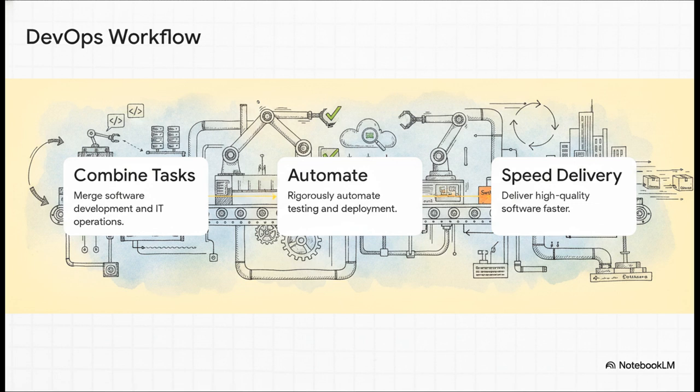First, we combine our software tasks. Then, we rigorously automate testing and deployment, and this allows us to drastically speed up the delivery of really high-quality software. Instead of these manual handoffs that cause frustrating delays, DevOps creates a continuous automated loop that keeps our factory running at absolute peak efficiency.